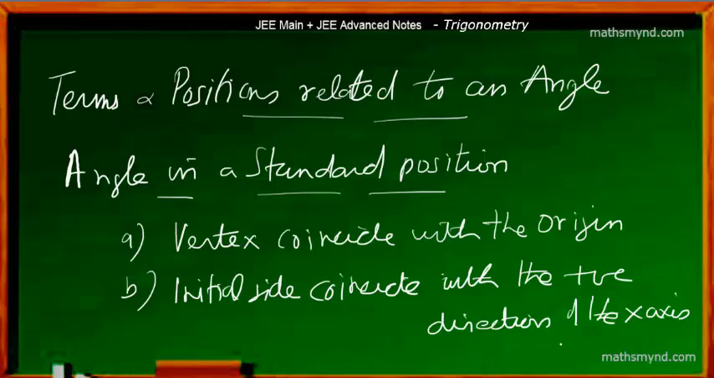So the first point we are looking at is what is called an angle in a standard position. An angle is said to be in a standard position if it satisfies 2 points. First is the vertex, or the point at which the angle is rotating, or the point at which a particular ray rotates to create an angle. That vertex should coincide with the origin. And the second point is that the initial side should be coinciding with the positive direction of the x-axis.